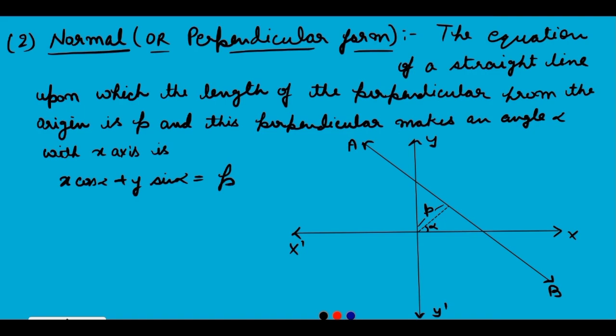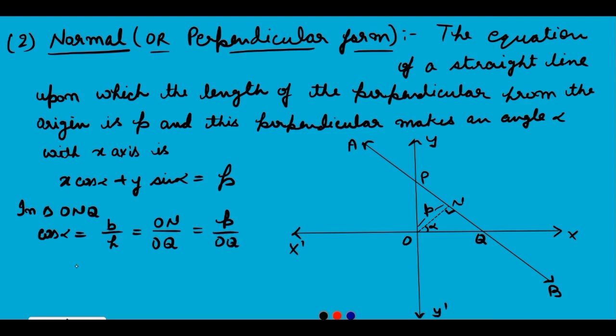Let's see where it comes from. Look at the figure. This is a 90-degree angle. Suppose this point is N. This is P and this is Q. Now, angle ONQ is 90 degrees. It means triangle ONQ is a right angle triangle. So, in triangle ONQ, cos alpha is equal to base upon hypotenuse. Base is ON and hypotenuse is OQ. And ON is P. It means OQ is equal to P upon cos alpha, and OQ is the intercept cut by the line AB on the x-axis, means the value of A.